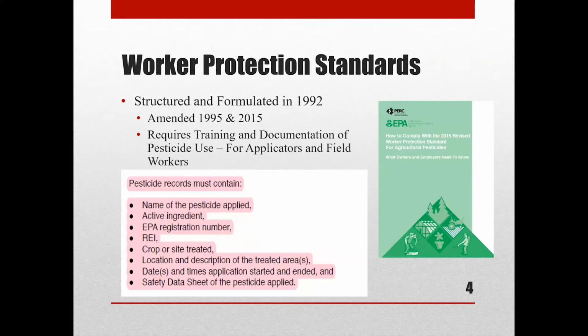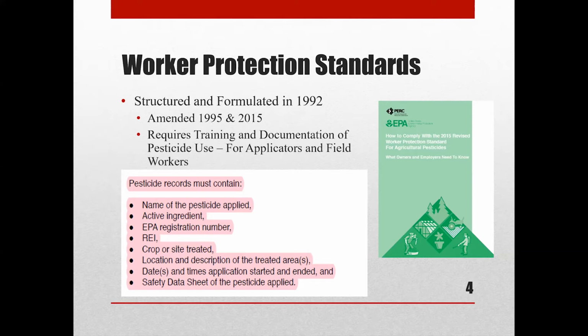Due to the risks associated with the use of pesticides, the United States Environmental Protection Agency implemented worker protection standards. This was structured and formulated in 1992, amended in 1995, and most recently amended in 2015. The worker protection standards require training of individuals who handle products, apply the products, and enter fields where products have been applied. This requires documentation of pesticide use.